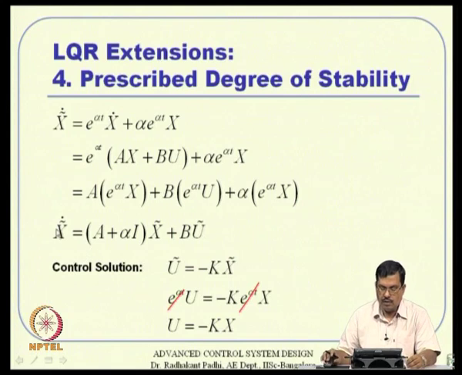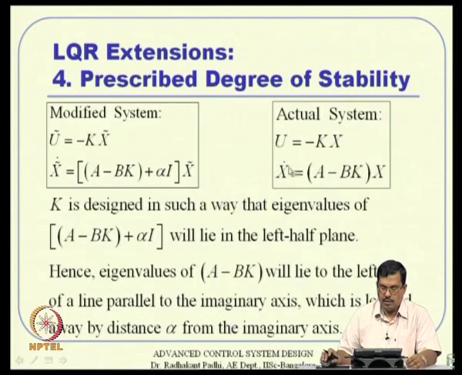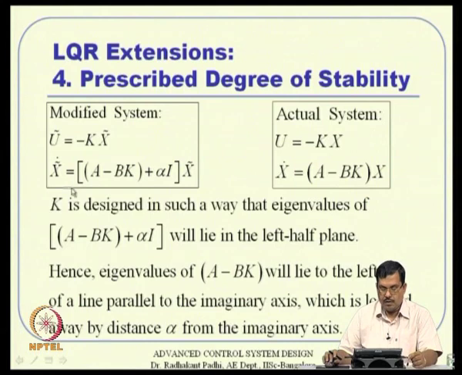Now, how are the eigenvalues getting shifted from the imaginary axis to this boundary, I mean left of a b? Let us see how that happens. You can see that the modified system is like this: u tilde is minus K x tilde, so x tilde dot is something like this. The actual system is like that. So, what do you see? The entire formulation, the way this gain matrix and other things are defined, guarantees asymptotic stability for this system dynamics. That means, for this particular system, the closed loop eigenvalues are situated left of the imaginary axis.